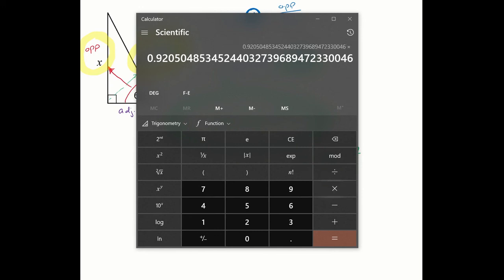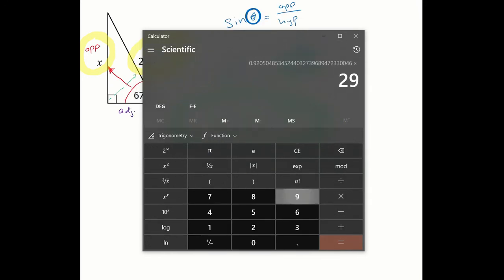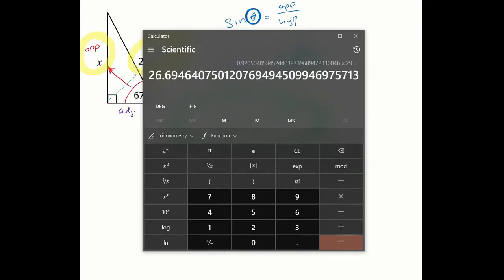What's left for me to do is multiply that sine function times 29. And if you notice, we get the same thing, 26.69. We're going to round it to 26.7.